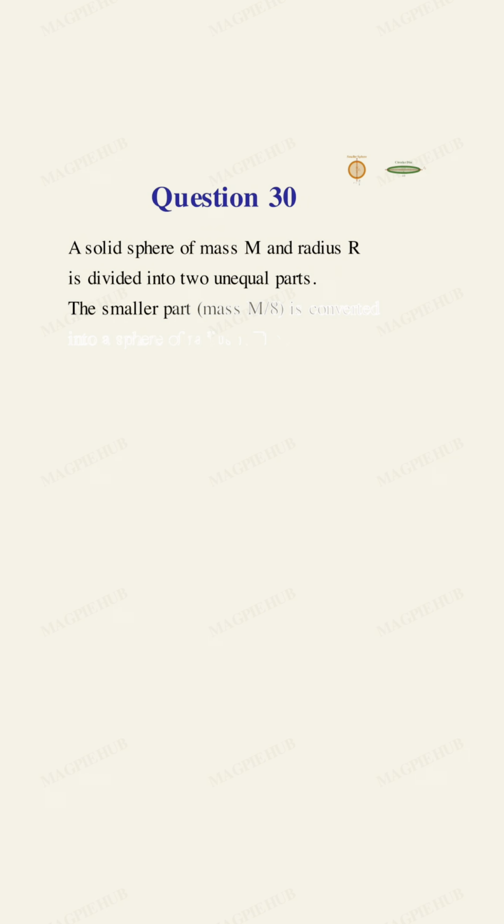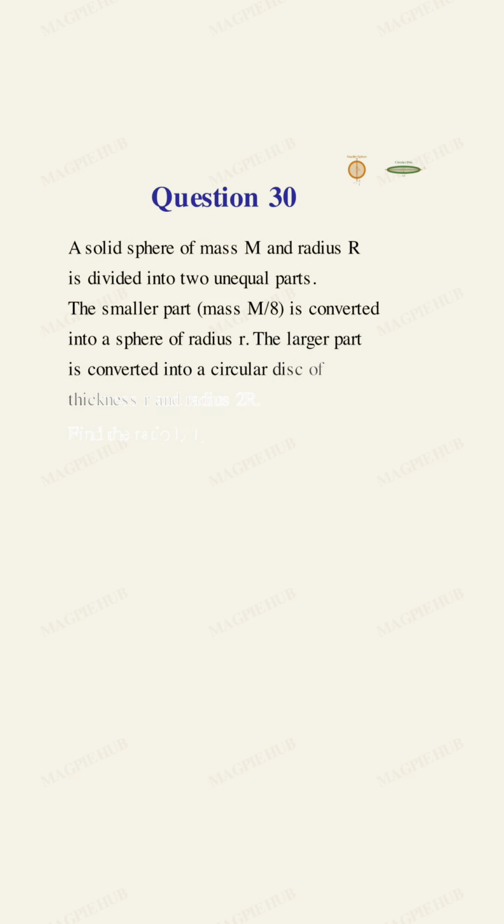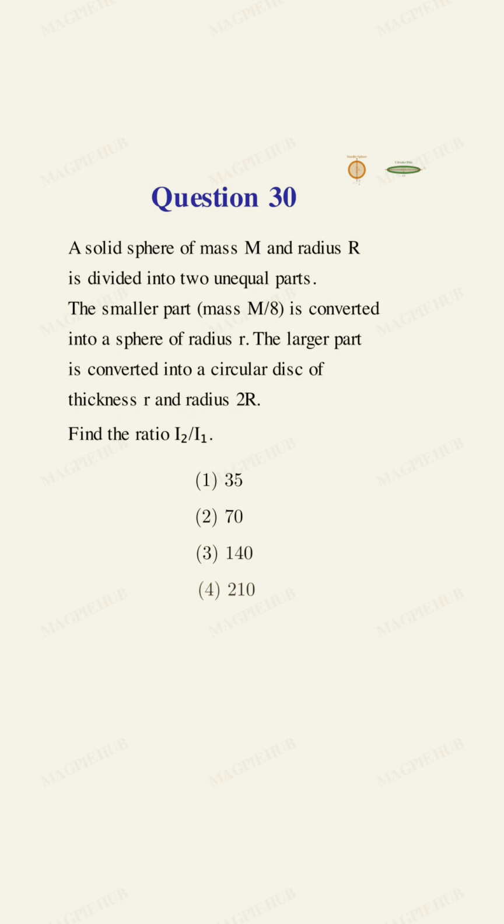The question states, a solid sphere of mass m and radius r is divided into two unequal parts. The smaller part having mass m by 8 is converted into a sphere of radius r, and the larger part is converted into a circular disk of thickness r and radius 2r. If I1 is the moment of inertia of the sphere about an axis through its center, and I2 is the moment of inertia of the disk about its diameter, find the ratio I2 by I1. The options are 35, 70, 140, and 210.